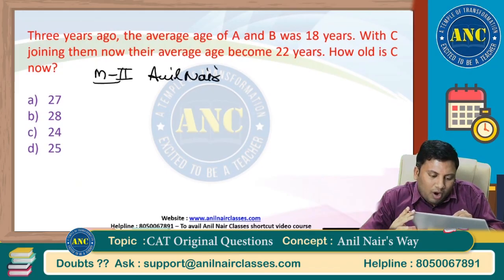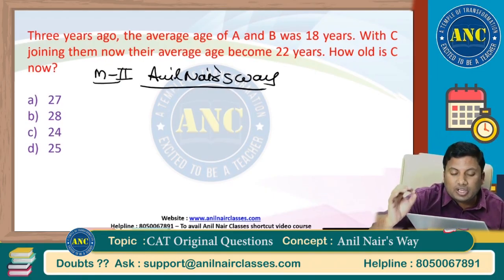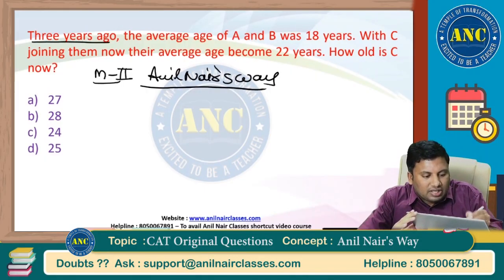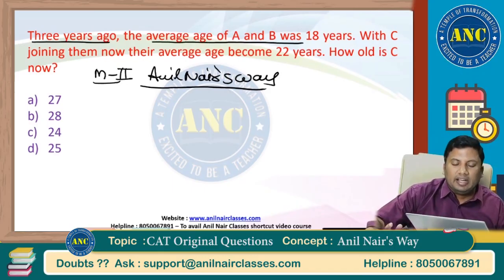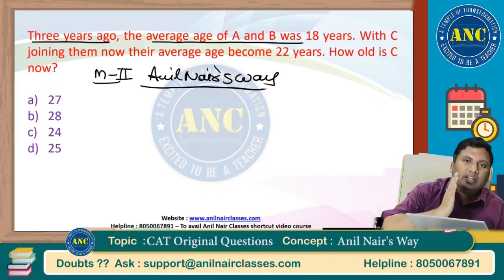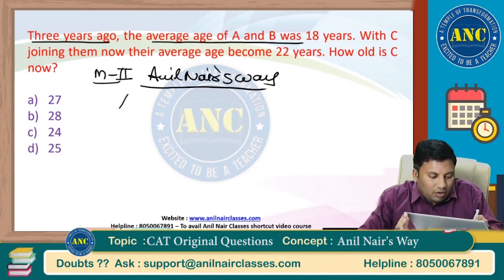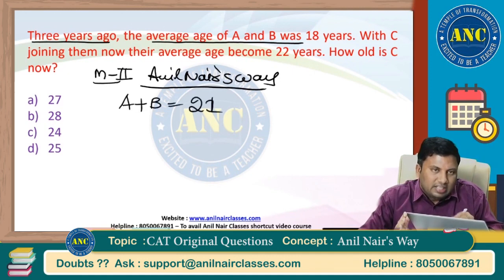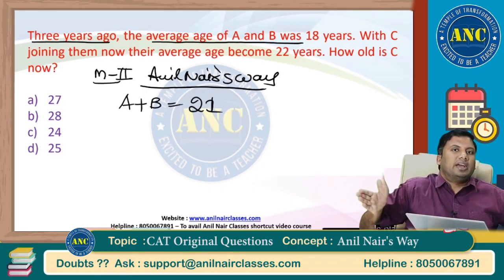I will answer the question in less than 10 seconds if I read the question properly. 3 years ago, the average age of A and B was 18 years. 3 years ago, it is 18. 2 years ago, it is 19. 1 year ago, it is 20. Right now, it is 21. Are you all with me? See, 3 years ago, it is 18. Now, 3 years got added.